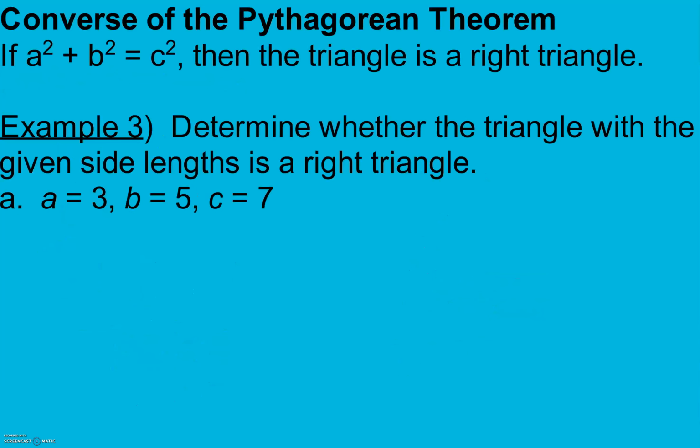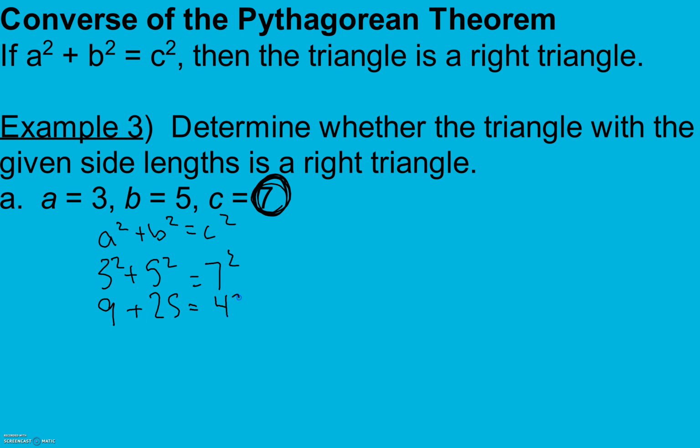The converse of the Pythagorean theorem says that if a squared plus b squared equals c squared, then the triangle has to be a right triangle. So we can use this idea to check and see whether or not measures will give us a right triangle. So a squared plus b squared equals c squared. We take our largest side, our longest side, and that is always our c. So here they're labeled, but if they weren't, we would still know that's our c, our hypotenuse, because it's the longest side.